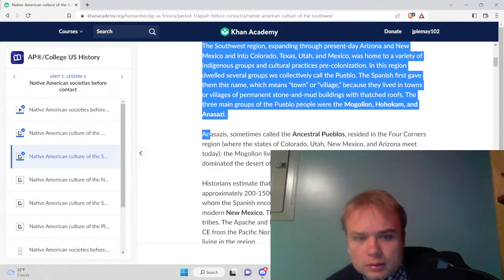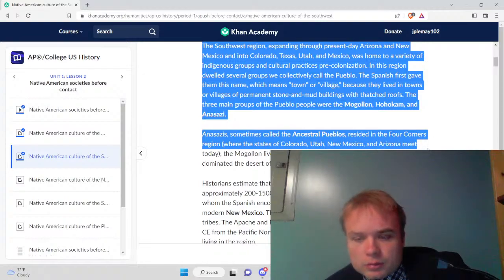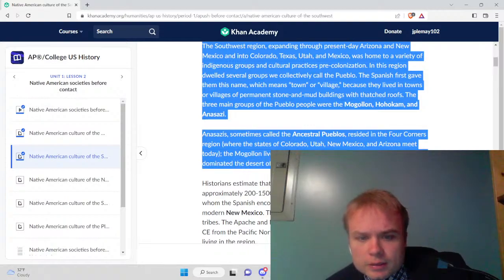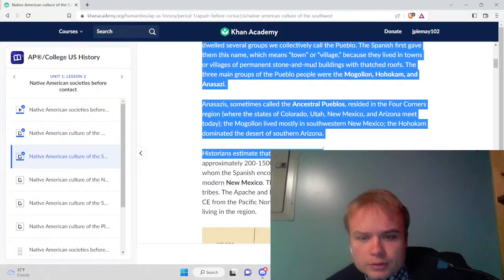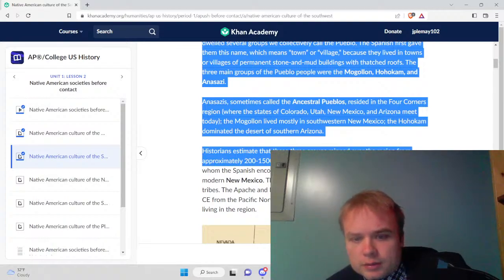the Anasazi, what they call the ancestral Pueblos, residing in the Four Corners of the region, where the states of Colorado, Utah, New Mexico, and Arizona meet today. The Mogollon lived mostly in southwest New Mexico. Oh, that's where Fallout New Vegas takes place. The Hohokam dominated the desert of southern Arizona. Historians estimate these three groups reigned over the region from approximately 200 to 1500 CE.